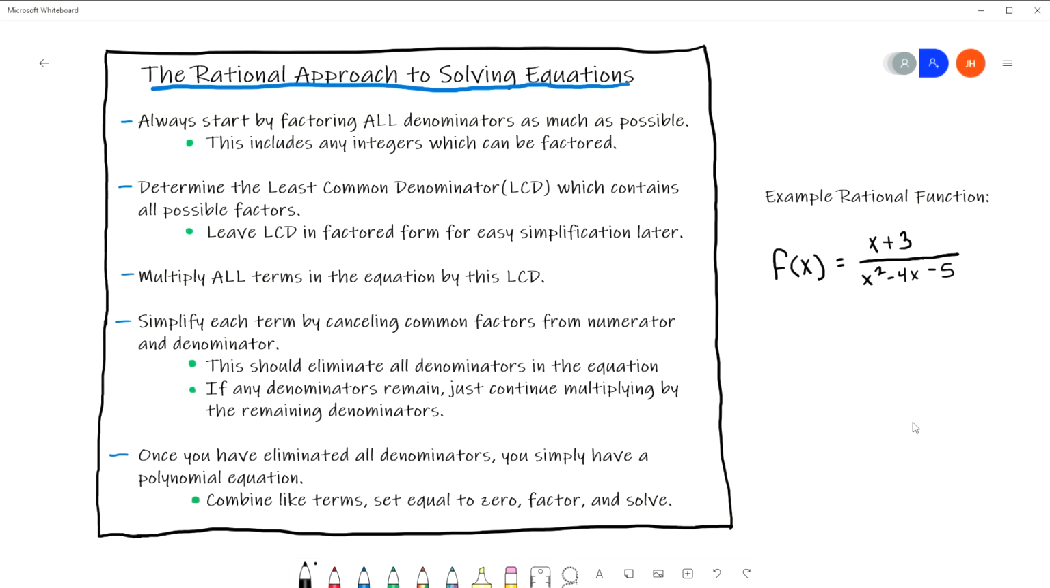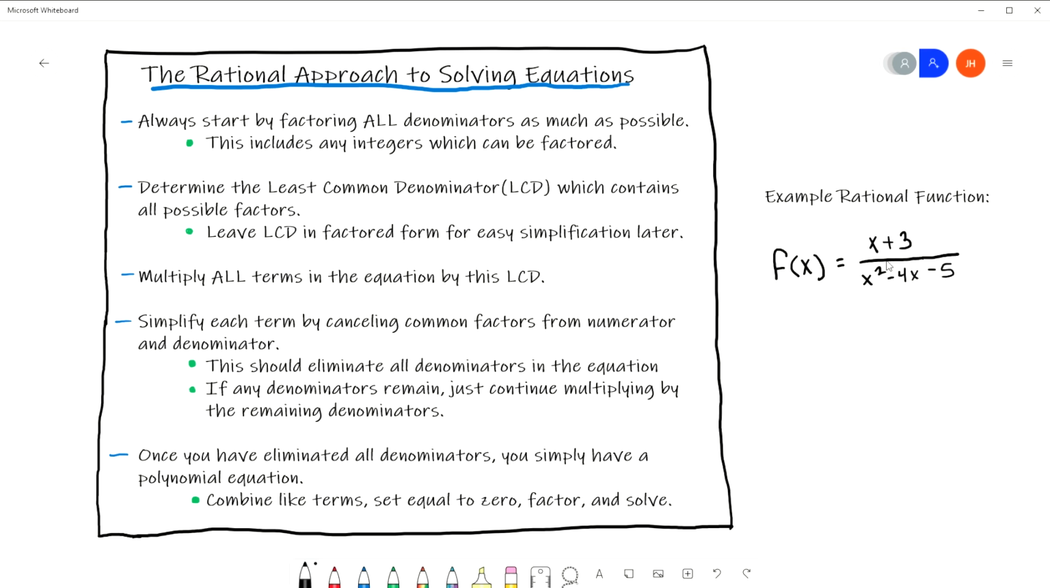All right, y'all. Welcome to what I'm going to call the rational approach to solving equations. This is going to be all about how to solve rational equations. Remember, guys, rational functions, which we've been learning about recently, are just any sort of function which can be written as a fraction of polynomials. So this fraction of polynomials will come up a lot in the future in our math classes.